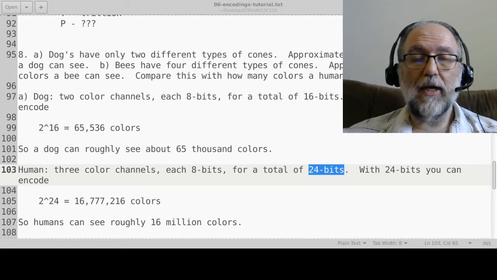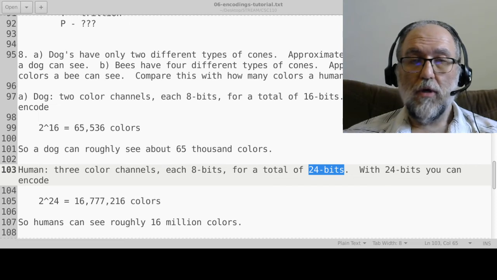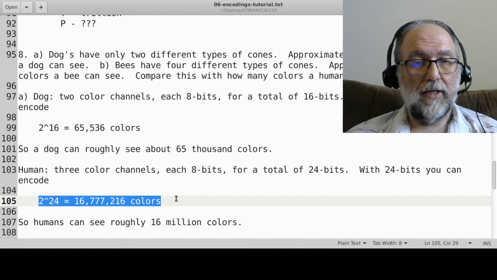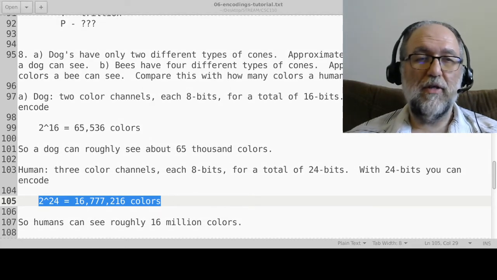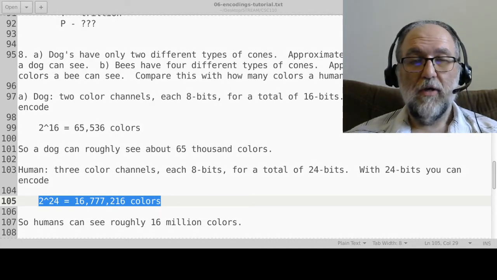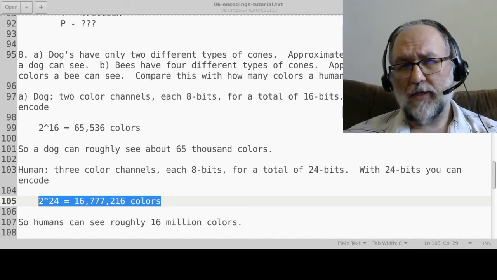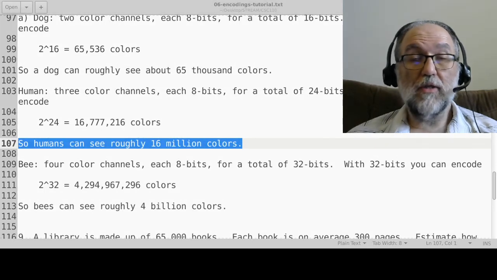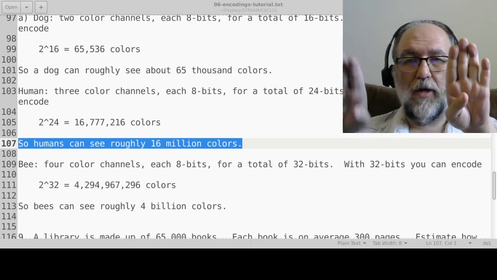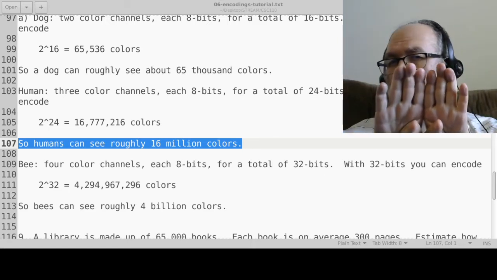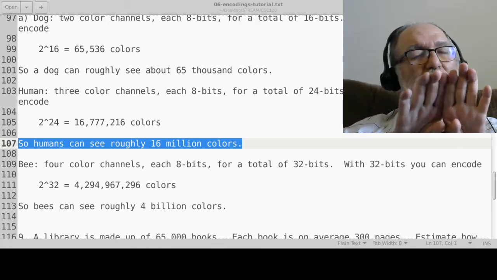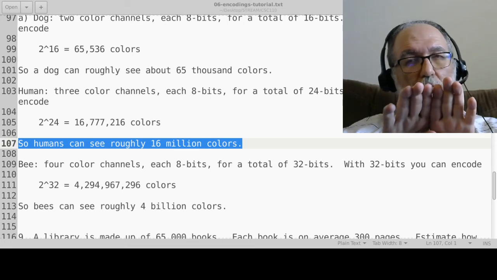Then I can ask the question, how many data items can you encode with 24 bits? If you have 24 bits, you can encode 2 to the 24, and that turns out to be 16,777,216 colors. Again, same thing as with a dog, that's an approximation. Let's just say it's roughly 16 million colors. So that's how many different colors humans can see. When I say different colors, it means if you have one color and another color and you put them together, if they're different colors, humans should be able to see the difference between the two. But if they're very, very close to one another, they might be too close.